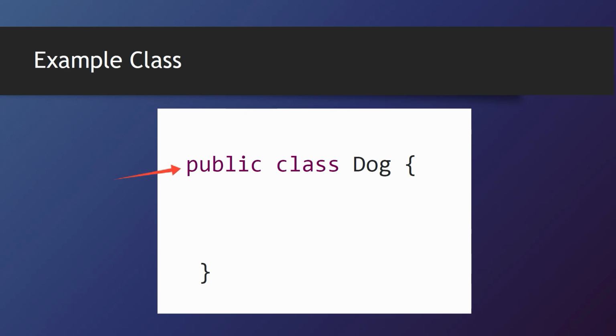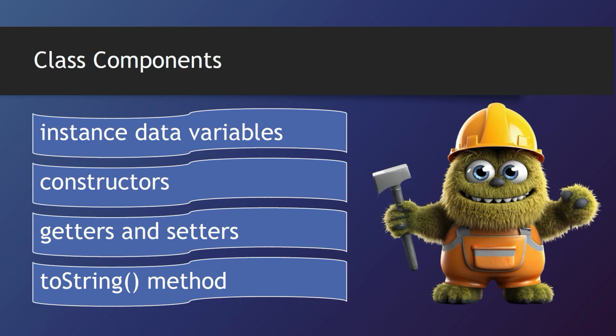You might think of a class like this being used in a software system for a veterinarian's office or an animal shelter. The class will define what characteristics describe a dog and what actions a dog can take. You can use this class to create multiple dog objects. There are some basic building blocks that should be included in all of the classes you write. These are instance data variables, constructors, getters and setters, and a toString method. Once you include these basic building blocks, you can then add on any of the class-specific methods that represent the behaviors you want your objects to take.